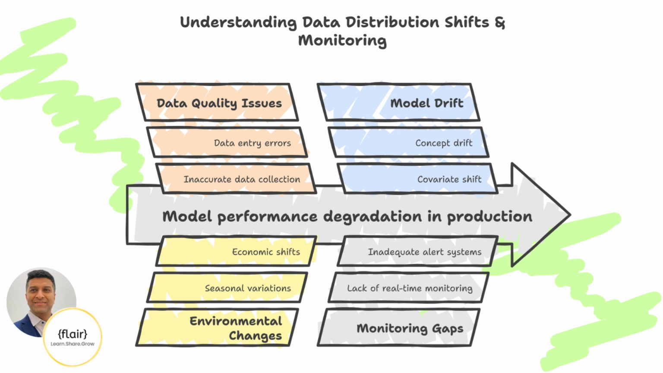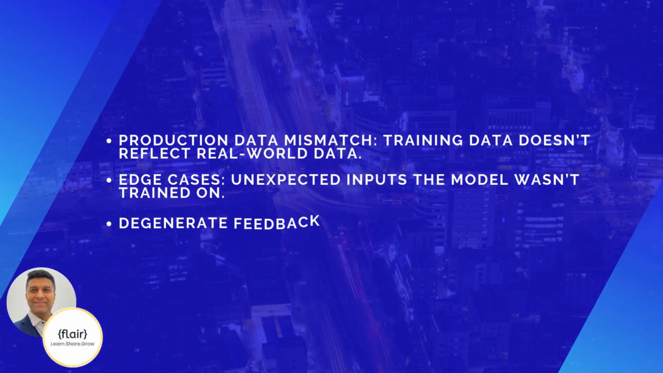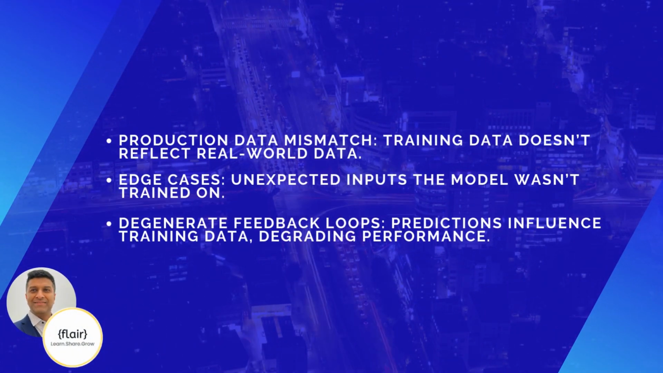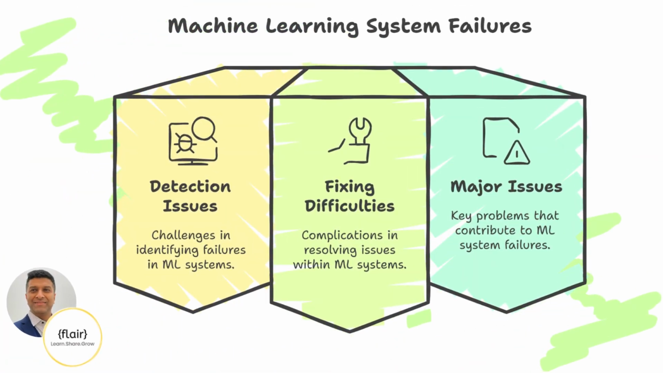In fact, there are several pitfalls that can cause your model to fail once it's deployed, and today we're going to break them down. In traditional software systems, when something goes wrong, it's usually pretty clear. But with machine learning systems, failures are often much harder to detect and fix. Let's talk about three major ML specific issues that can lead to system failure.